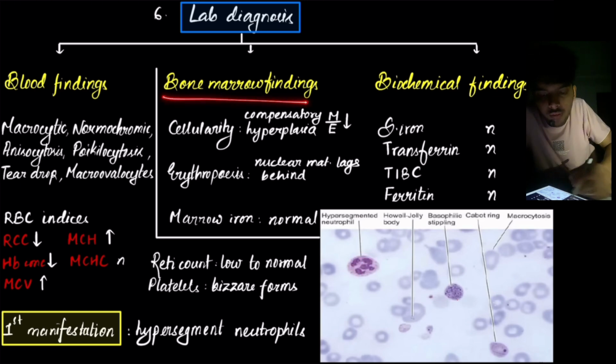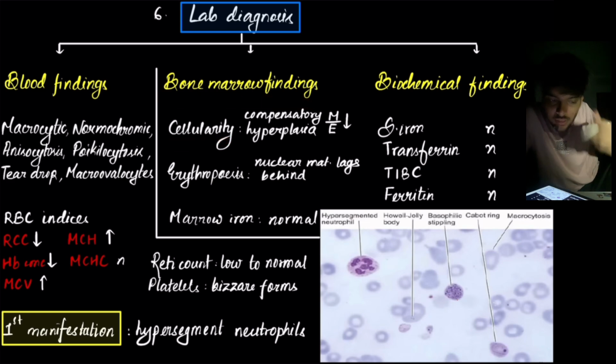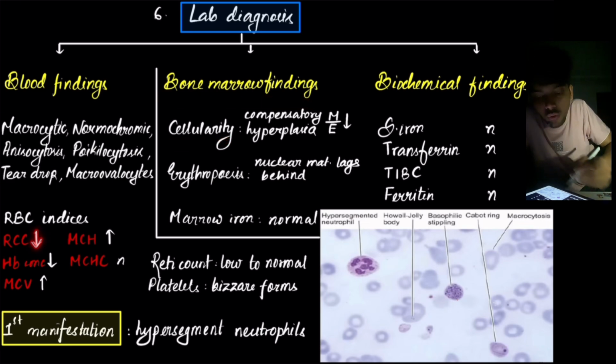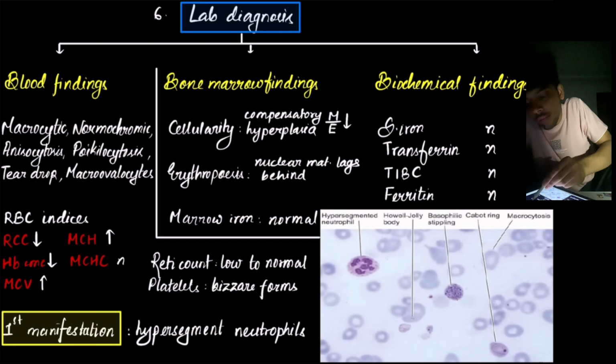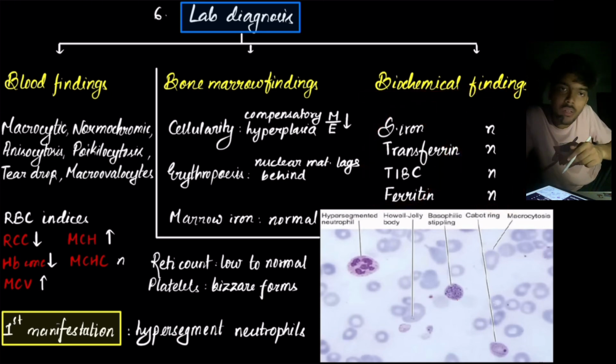Then bone marrow findings. Cellularity increases because there is a decrease in red cells, so compensatory hyperplasia takes place. In erythropoiesis, the nucleus lags behind the cytoplasm. Marrow iron is normal because there is nothing taking place with iron. Biochemical findings: everything related to iron remains normal because iron is not affected.